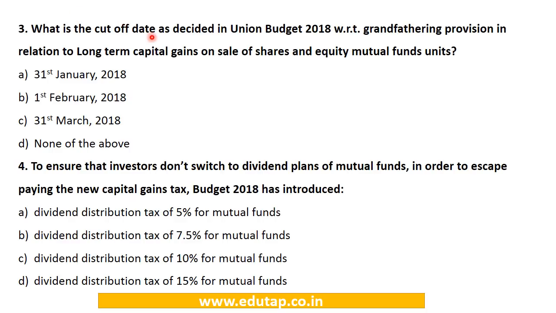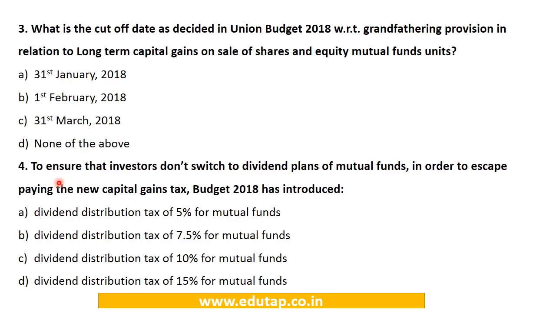What is the cutoff date as decided in the Union Budget 2018 with respect to the grandfathering provision in relation to the long-term capital gain on sale of shares and equity mutual fund units? So we have to find out the grandfathering date: 31st of January 2018, 1st February 2018, 31st March 2018, or none of the above. So the correct answer here is 31st Jan 2018.